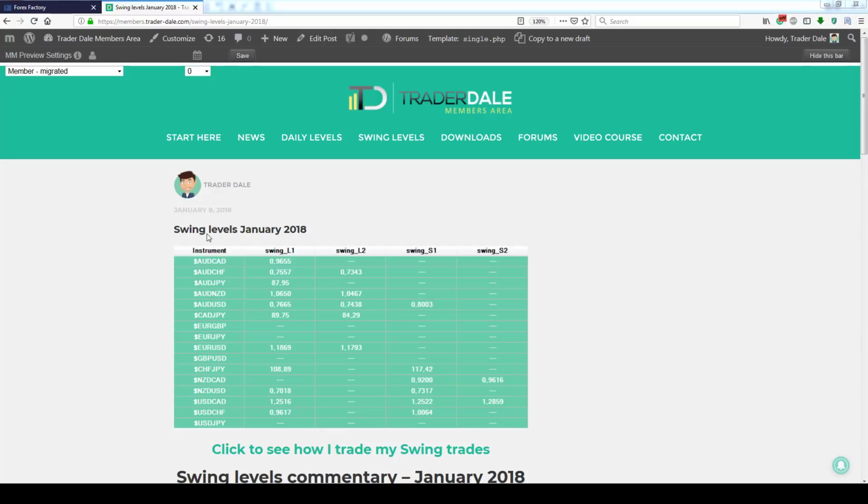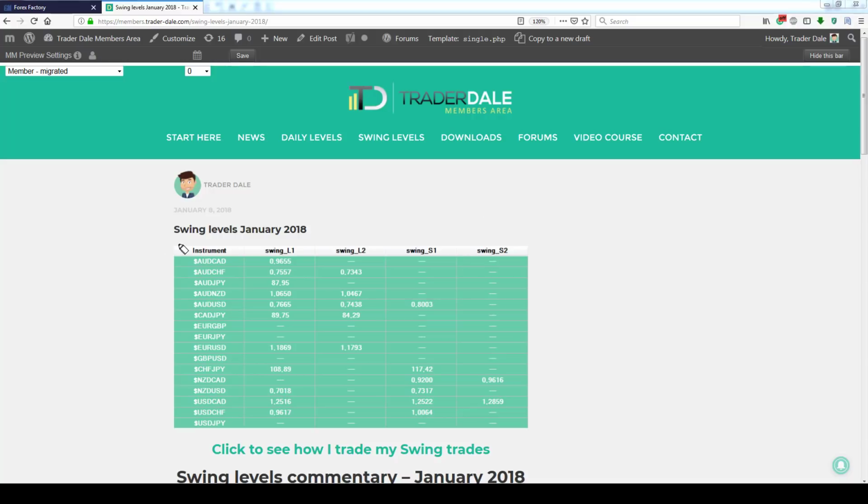And all the levels that you can see in a table, I published them in advance. I published them including the stop loss, including the profit target, and everybody who is a member of my course could follow them and could profit on them. So let's have a look at the trades now, and let's have a look how they went.